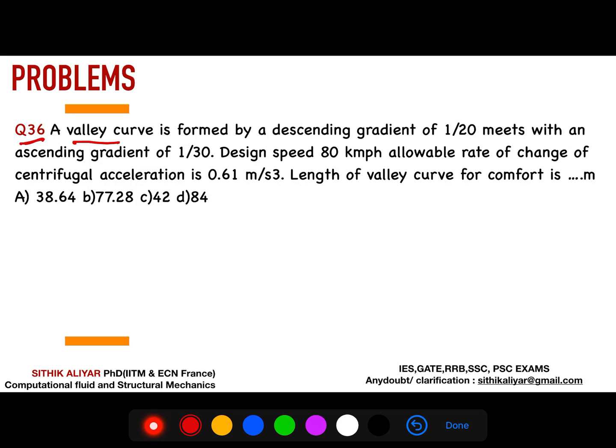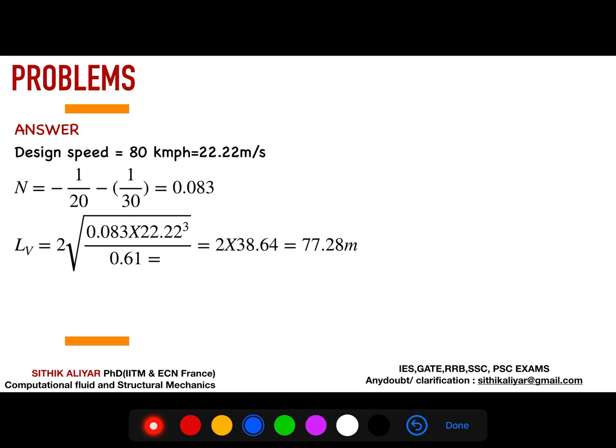A valley curve is formed by a descending gradient of 1 by 20 meeting an ascending gradient of 1 by 30. They have given the design speed and also the allowable rate of change of centrifugal acceleration. They are asking the length of valley curve for comfort criteria, so they are just asking LV1. I hope you remember. You just convert the speed in kilometer per hour to meter per second. And if you remember the formula N1 minus N2, here they have given N1 itself as the descending gradient, right? So minus 1 by 20, minus N2, and N2 is the ascending gradient, so you can just keep it as positive, and you will get this value 0.083.